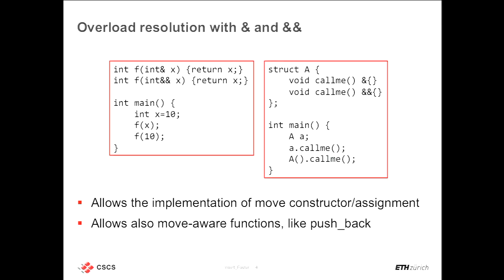So now when I create this, this is an R-value reference, and I will pass it through the call_me, and so I will go to this overload.